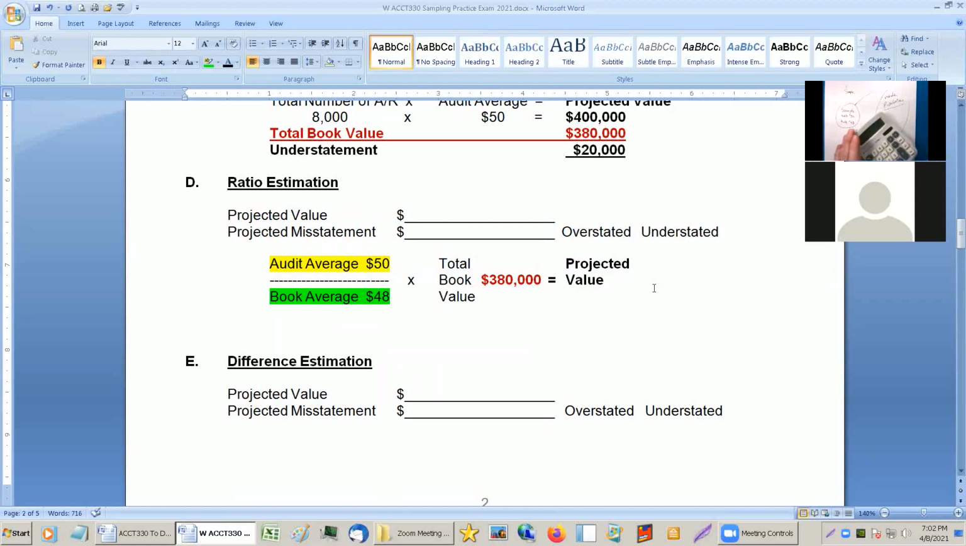So 380. I do the averages first. So 50 divided by 48 times 380,000 equals $395, scratch that, $395,000 and 808. I don't know. 395,833. See, I knew I could say it. So this will be our projected value.